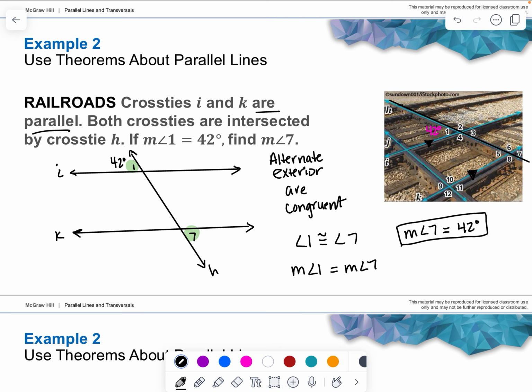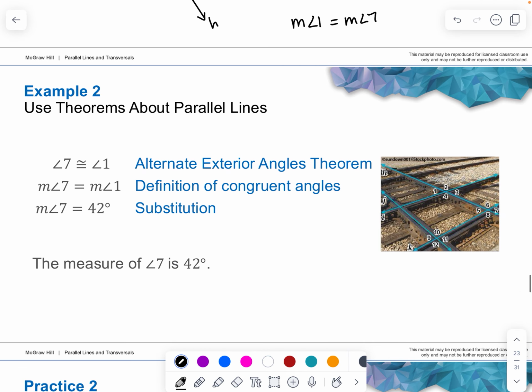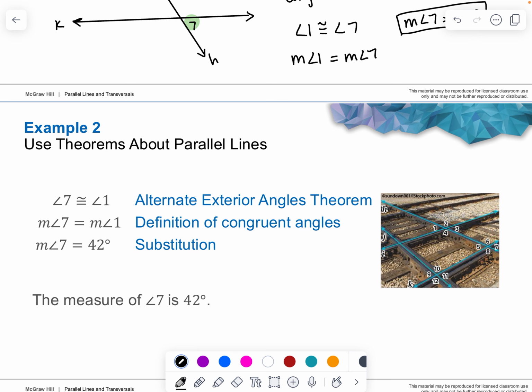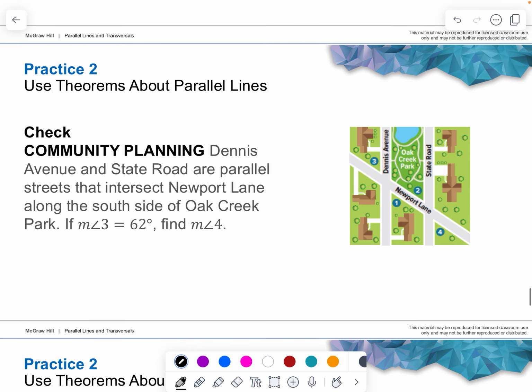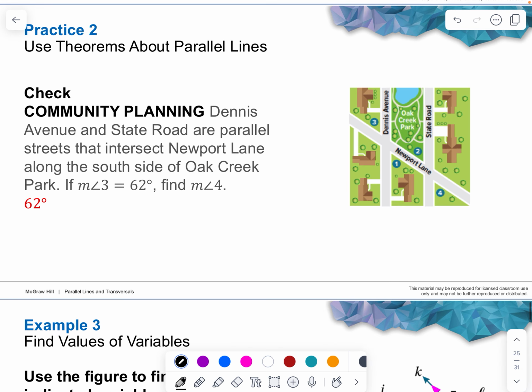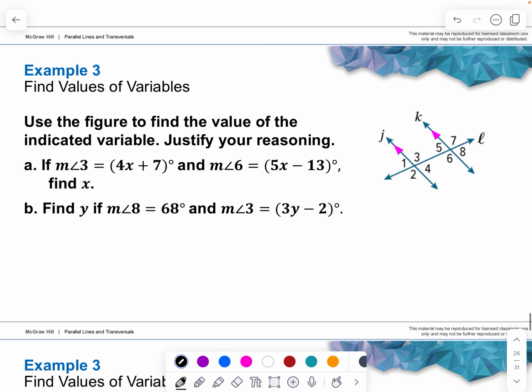All right. Hopefully that made sense. All right, and they wrote it out like a proof. And now you go ahead and try that one. Pause me, come back and check it. Did you get 62 degrees? Hope so. Okay, let's go on to number 3.